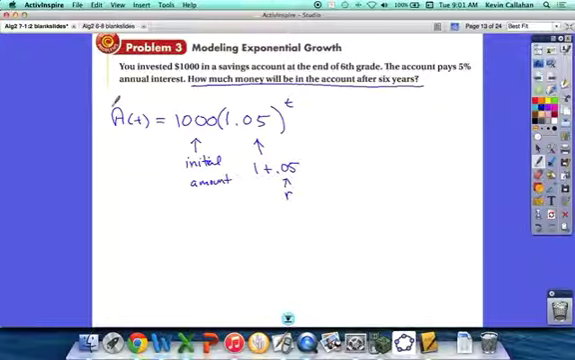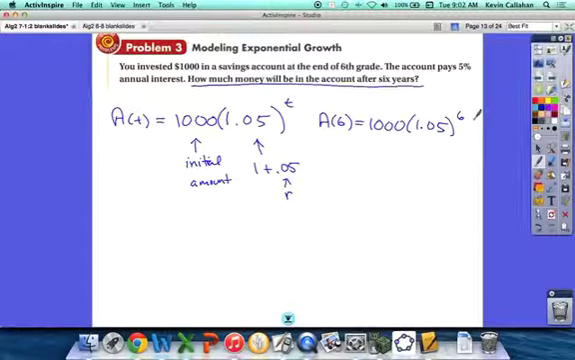T equals 6, right? If you want to know how much is in there after 6 years, then put in A of 6 equals 1,000 times 1.05 to the 6th. And that you can number crunch, which you really should try to number crunch this so that the first time you try this isn't in a test.